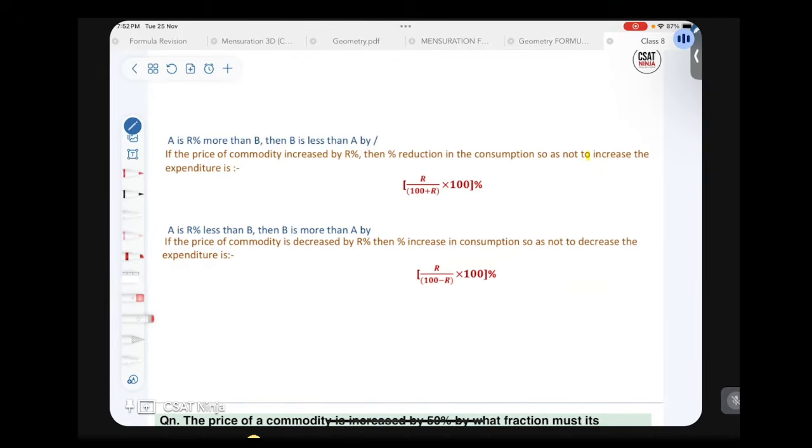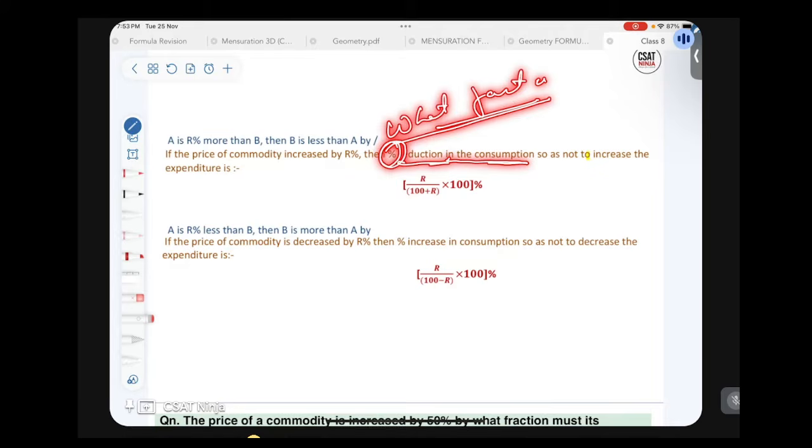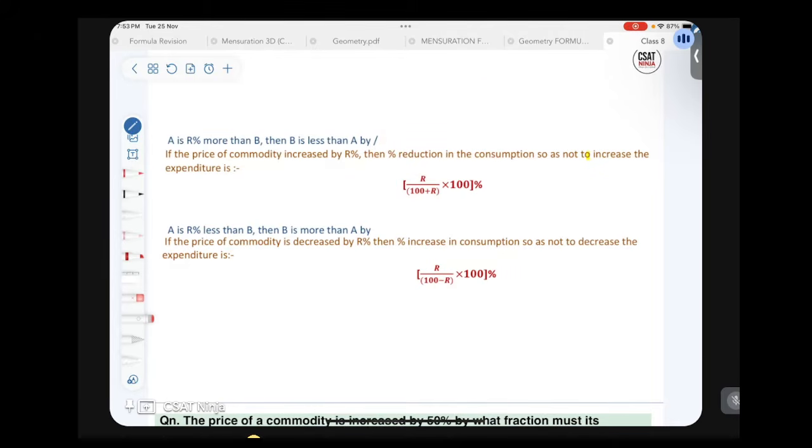But sometimes the question may be twisted this way. You will be asked to find what fraction. Let's do it like this: if the price of a commodity is increased by R%, then what fraction in the consumption should be reduced? Okay, what fraction should be reduced? What do we do in that case? If you want to find the fraction, just remove this 100 because this will give you the answer in terms of fraction. And if you want to get your answer in terms of percentage, you'll have to multiply by 100.